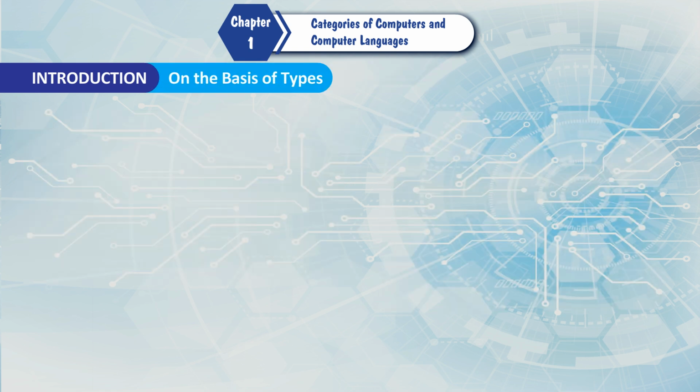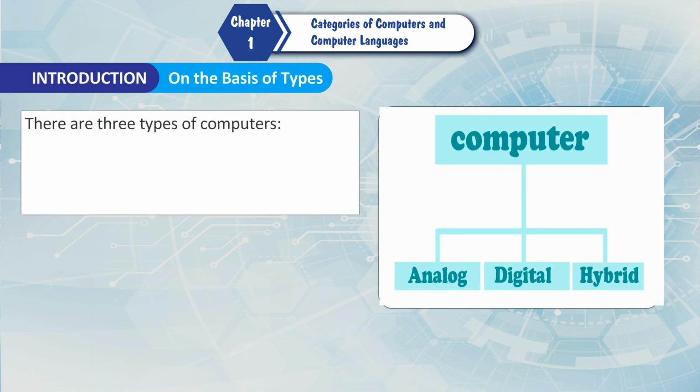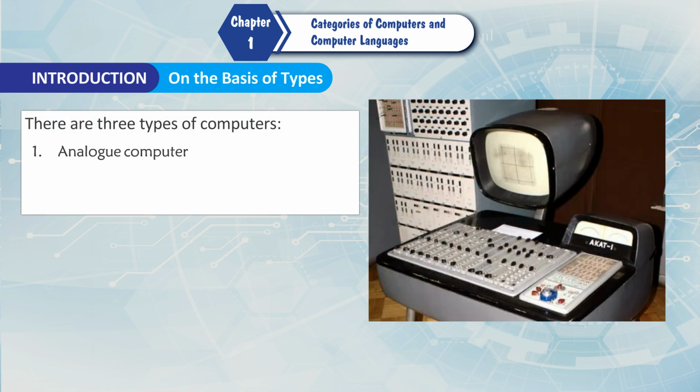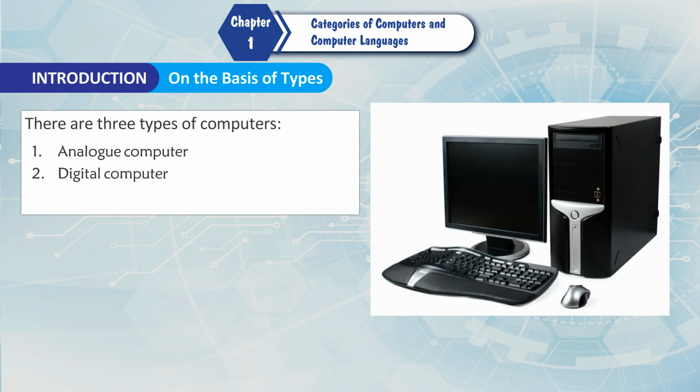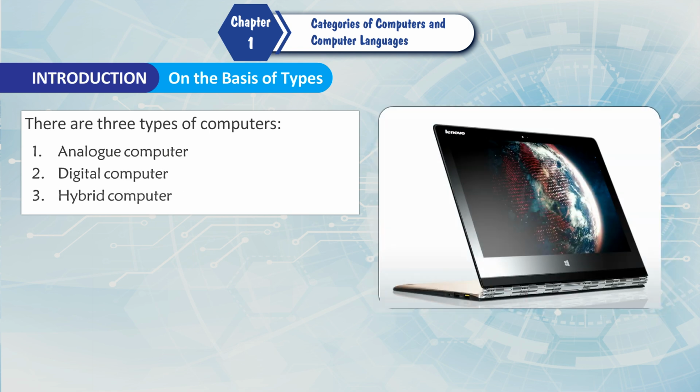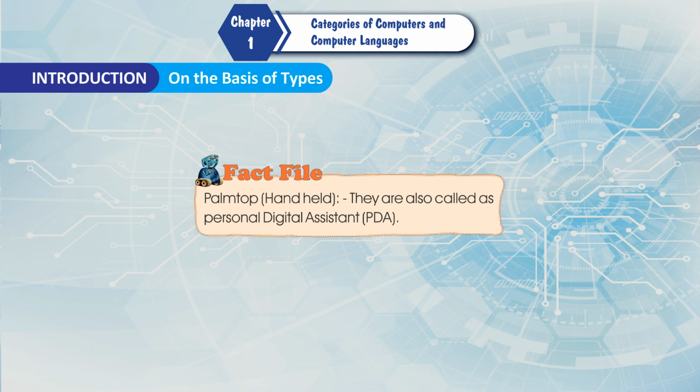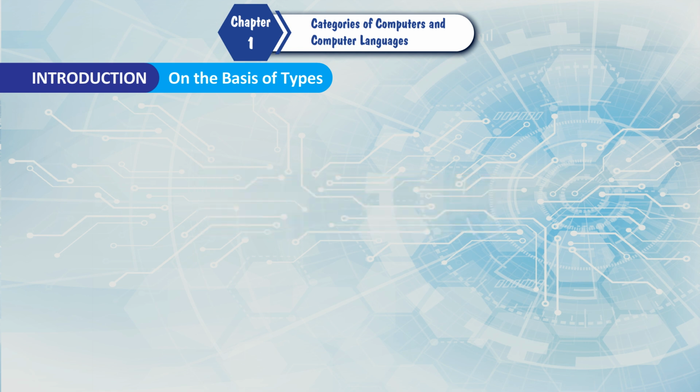On the basis of type, there are three types of computers: analog computer, digital computer, hybrid computer. Fact file: palm top, handheld. They are also called personal digital assistants, PDA.